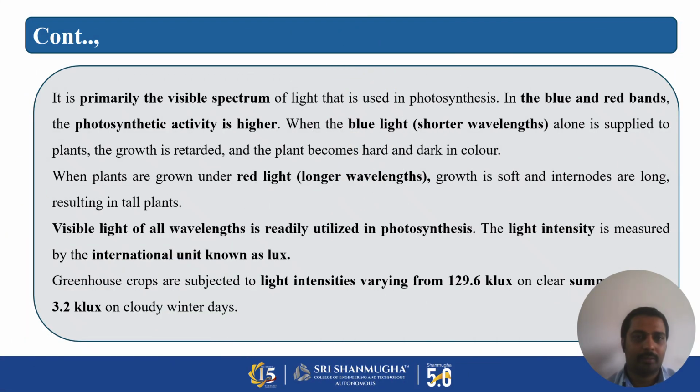Okay, the next one is the primary visible spectrum. Blue and red bands are there. Photosynthetic activity is much higher for blue light, which is a shorter wavelength, and the red light is a longer wavelength. Visible light of all wavelengths is readily utilized for photosynthesis and light intensity. The light intensity varies from 129.6 klux on a clear summer day to 3.2 klux for cloudy winter days.